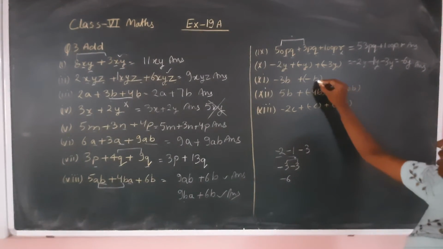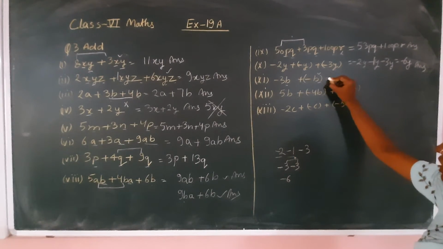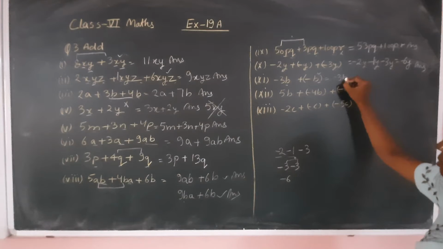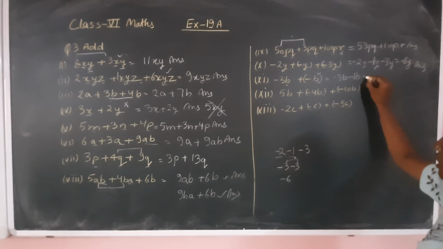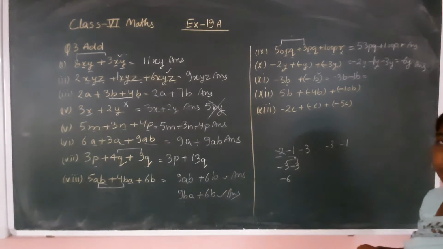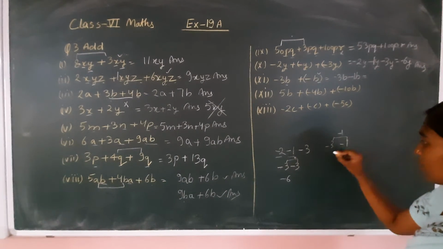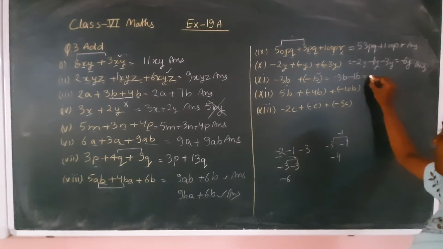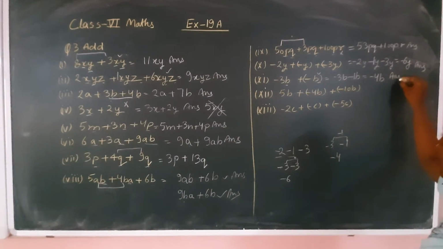Now next one, check whether these are like terms. Yes, these are like terms. Open the bracket. Minus 3b, plus minus will become minus, and here b. Nothing is written means in front 1 is written. Minus 3 and minus 1. Minus 3 and minus 1. Both are negative, so they will get added up. 3 and 1 is 4, but the sign will be negative. So here minus 4 and the variable is b. So this is the answer.